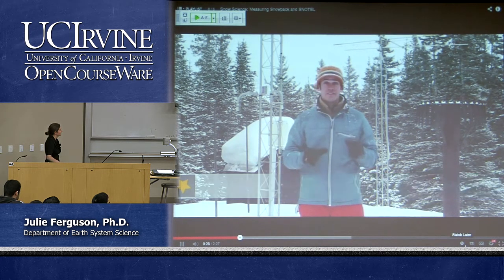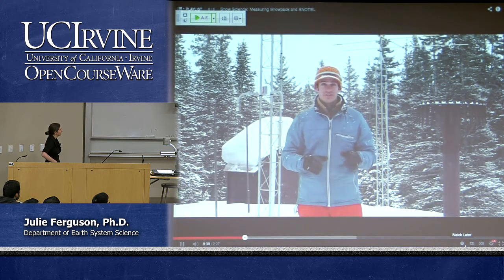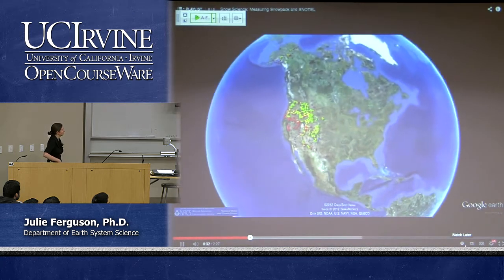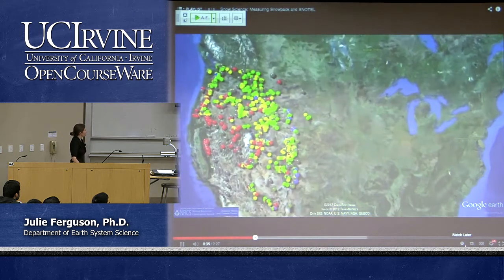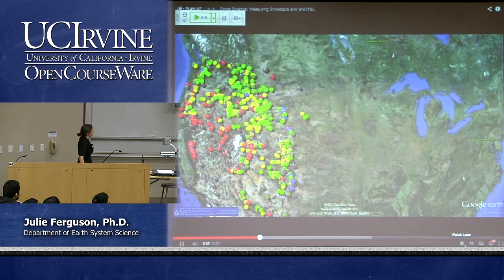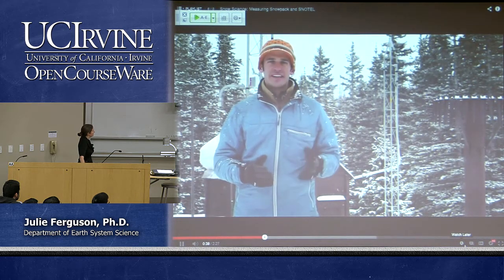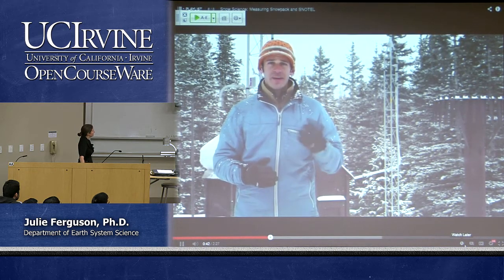We're here along the Continental Divide at one of the over 700 SNOTEL stations. These stations are placed remotely in the western U.S. and Alaska at high elevation areas to provide scientists with up-to-the-hour data on snow, water, and weather conditions.